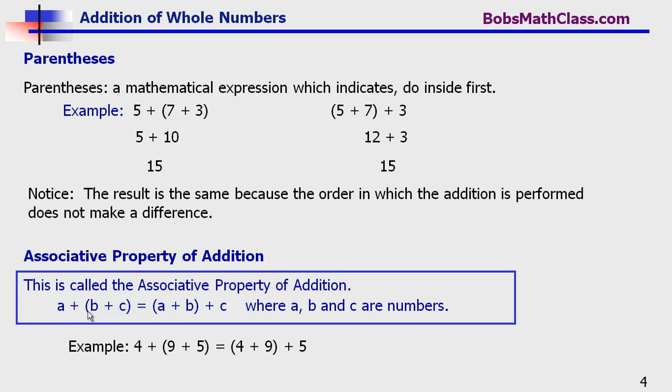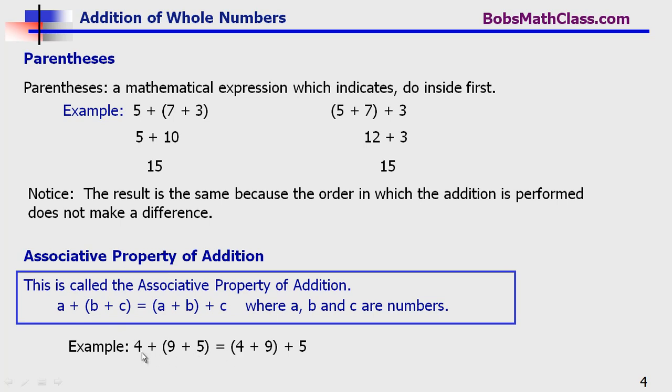It's a plus b plus c in parentheses is equal to a plus b in parentheses plus c. And again, a, b, and c, they're just numbers. We just use letters to indicate that they stand for any number. So we don't want to list all the numbers. We just want to say they're just numbers. Whether this a is the same as this a on this side.